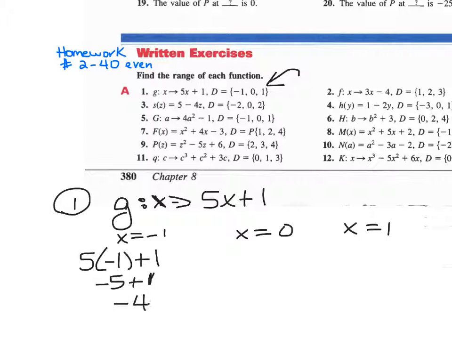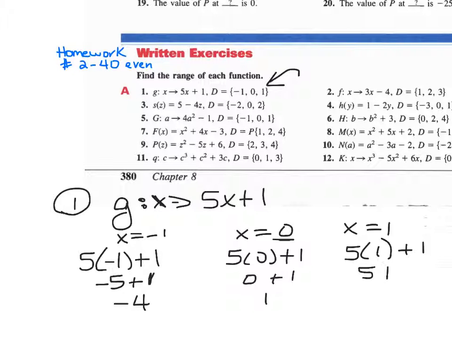And then the first answer is negative 4. Then you're going to do it again and plug in 0. So 5 times 0 plus 1. 0 plus 1 is 1. And then again over here. 5 plus 1, and you get 6.